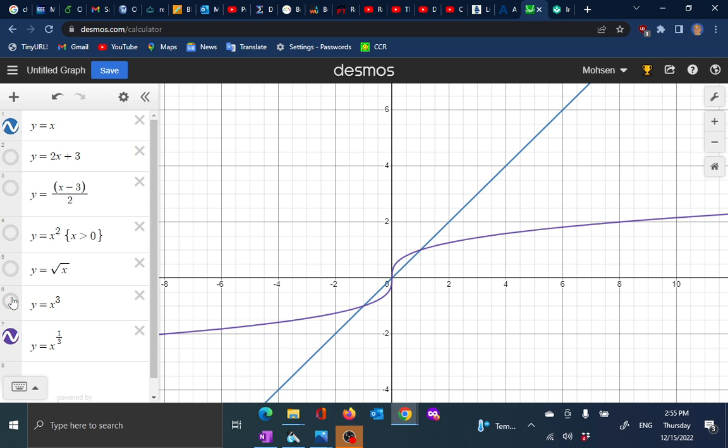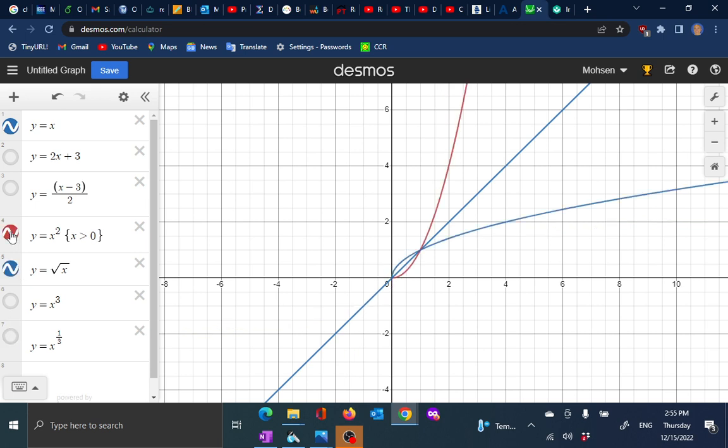Let's see it in the other pairs as well. Here is a function and its inverse. They are reflections of each other in the 45-degree line. Here's our third example.